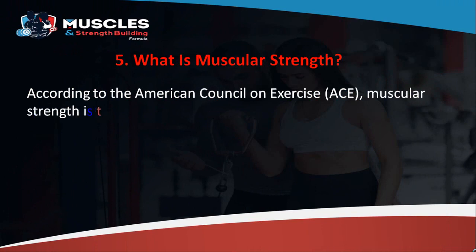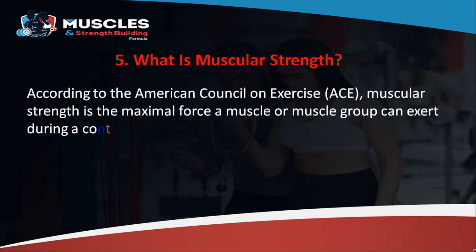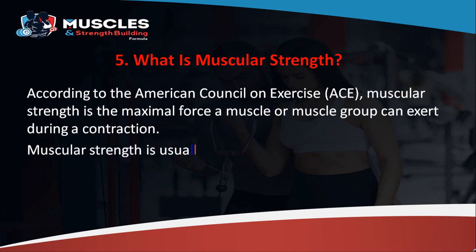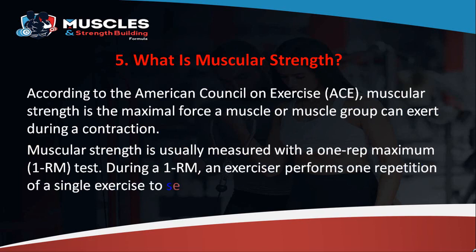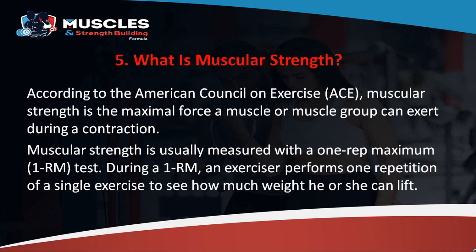Number 5, what is muscular strength? According to the American Council on Exercise, ACE, muscular strength is the maximum force a muscle or muscle group can exert during a contraction. Muscular strength is usually measured with a 1-rep maximum, 1 RM, test. During a 1 RM, an exerciser performs 1 repetition of a single exercise to see how much weight he or she can lift.